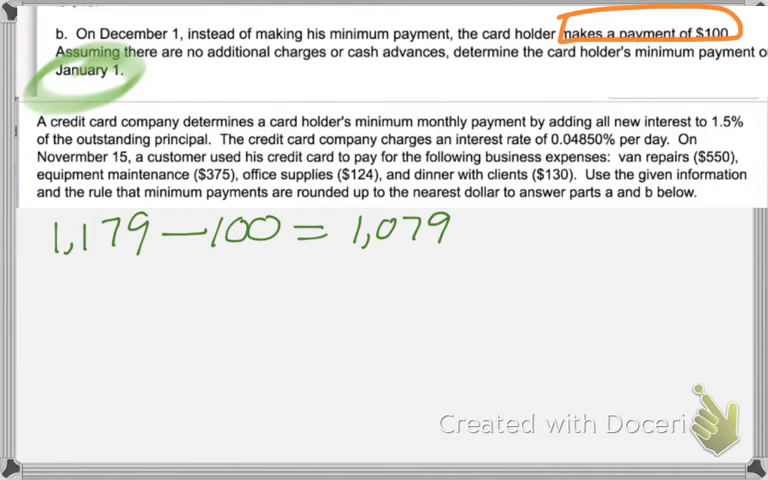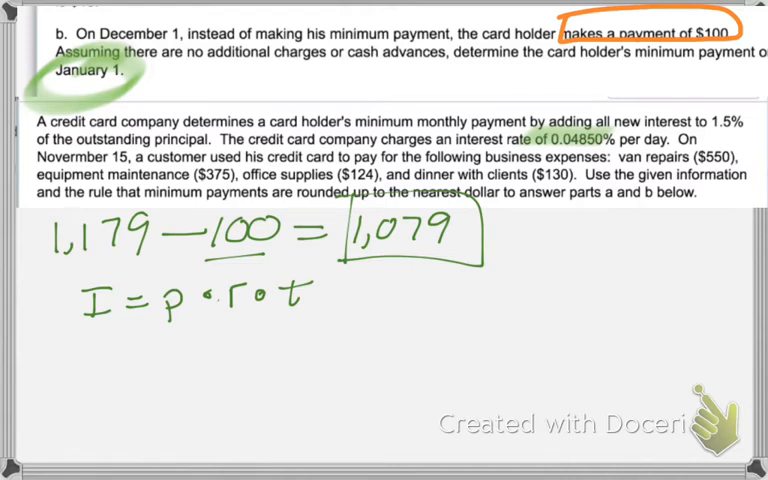So he paid off $100. This was his balance, this is what he still owes the company. And according to the prompt, the company charges 0.0485% per day. So we've got to use our simple interest formula. The amount of interest equals the principal, remember, that's the amount that you borrowed in the first place, times the rate, times the amount of time that you borrowed it.